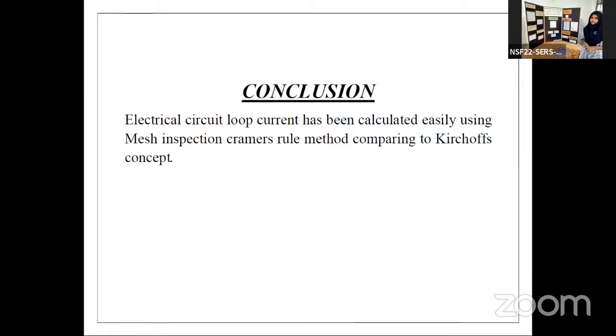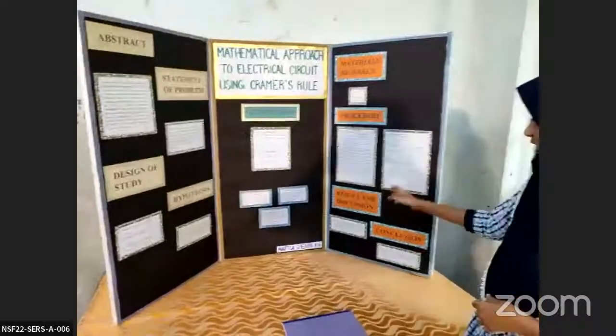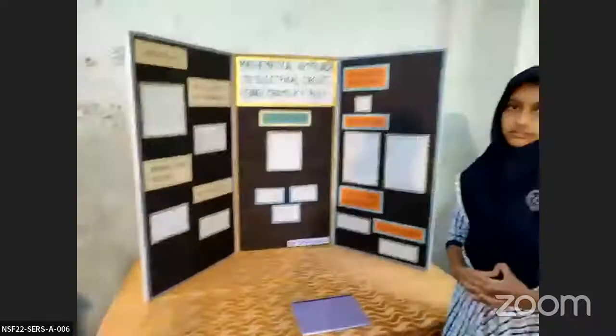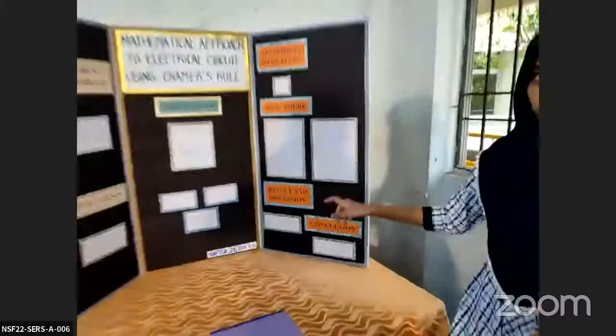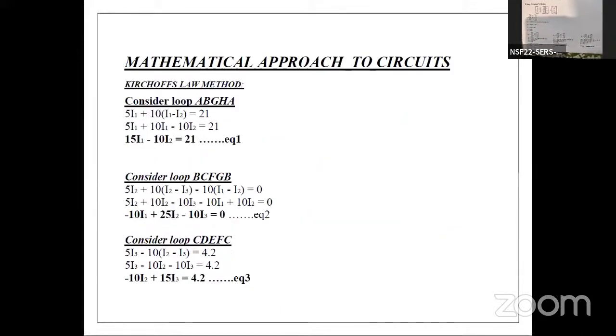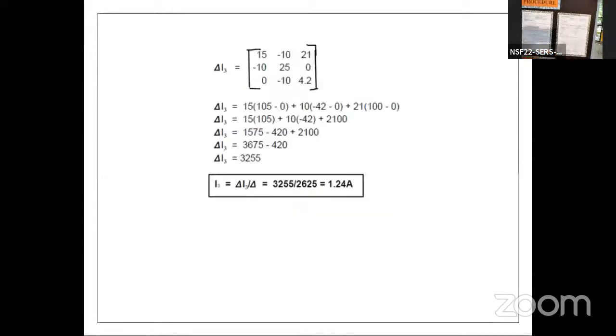Why did you choose Cramer's rule? Because it's easy, sir. Here we have so many calculations, but here we just find a delta value, and from that we divide delta I1, I2, and I3, and we get the values of the loop currents. Can you show that equation there in the slide? Yeah, closer. So you used a 3x3 matrix? Yes, sir. Why did you choose only 3x3, not more than that? Because there are only three loops here, sir.